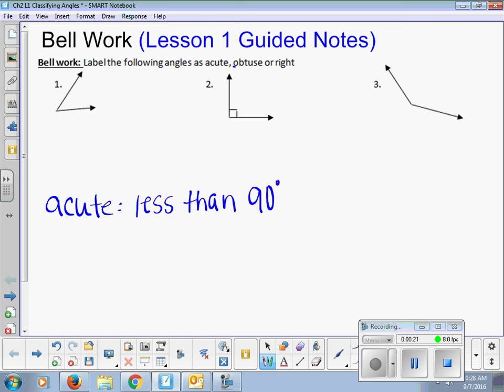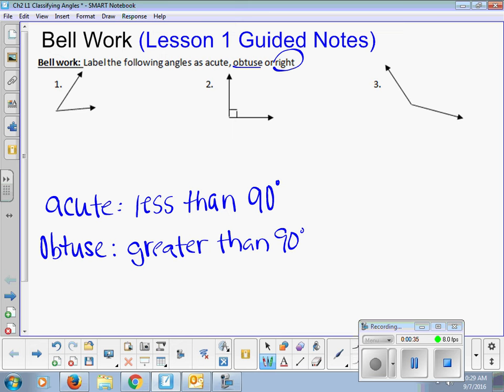What about obtuse angles? Obtuse angles are greater than 90 degrees. And what do we know about right angles? They're always right. They equal 90 degrees, because they're always right.